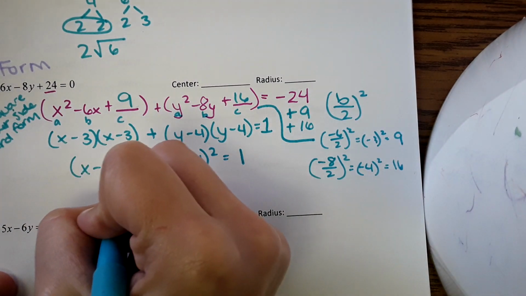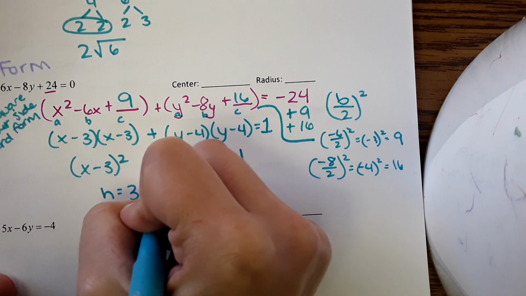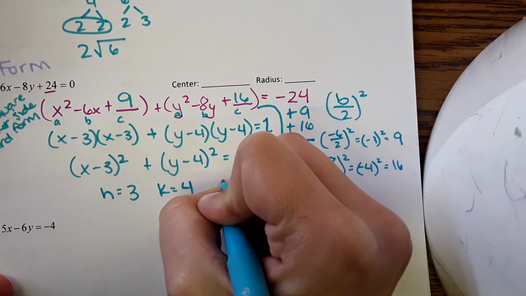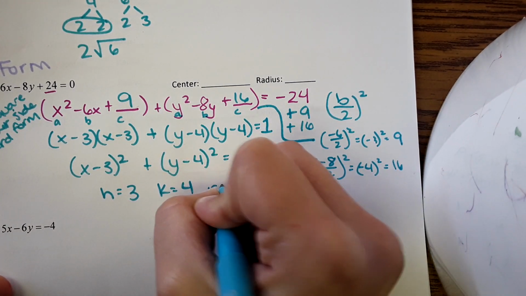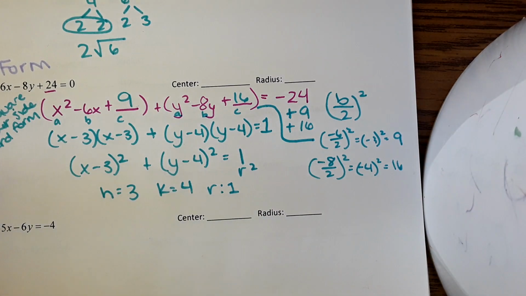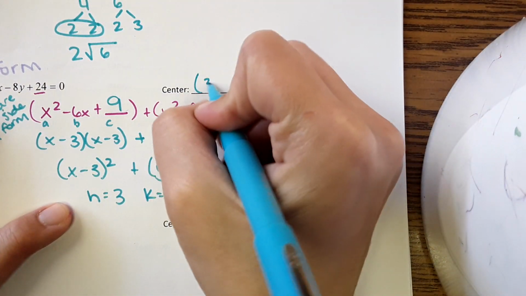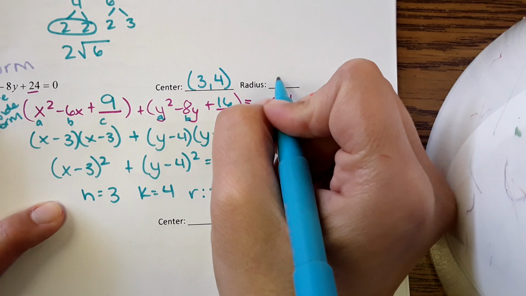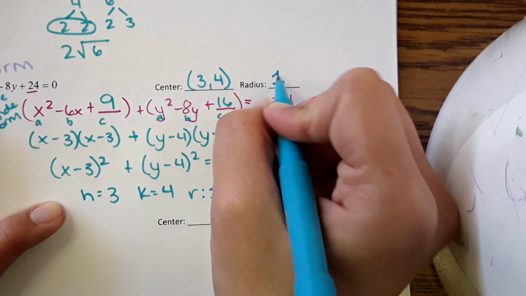No. Okay. H equals 3, k equals 4, and then this is radius squared, so the radius is 1. So we got 3, 4 for the center, and radius is 1.